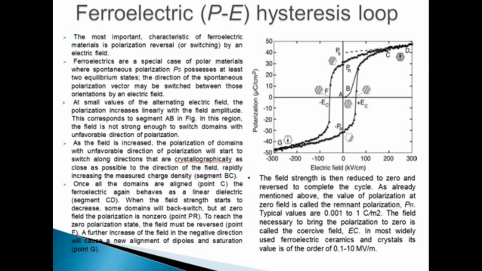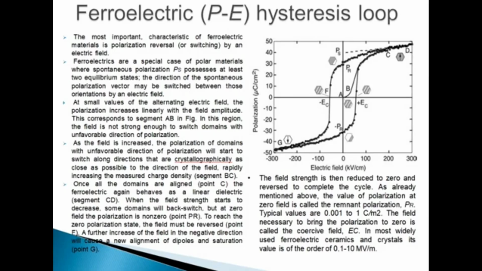Looking at the figure, you can notice there are two values of spontaneous polarization, that is plus PS, and down here, which is not mentioned, you can note that this is the minus PS value. At a small value of alternating electric field, the polarization increases linearly with the field amplitude. This corresponds to the segment AB in the figure.